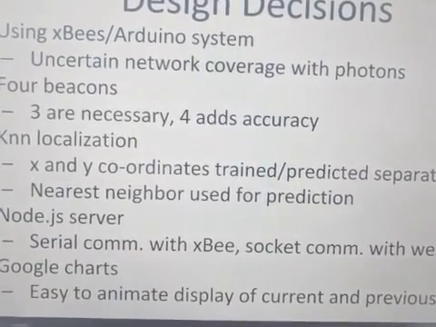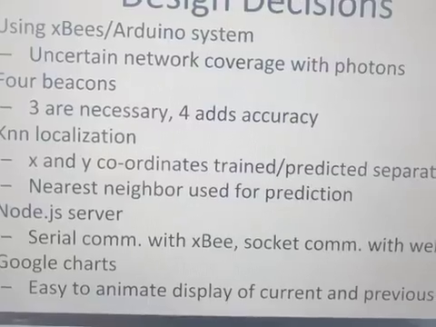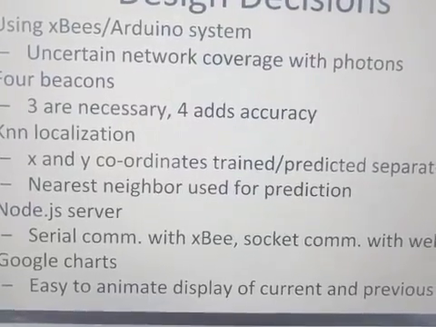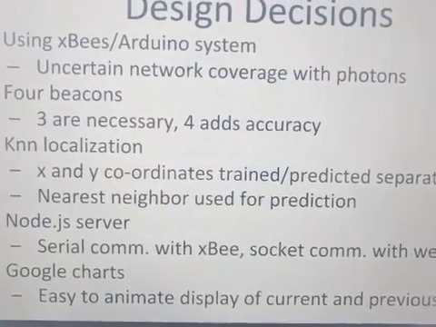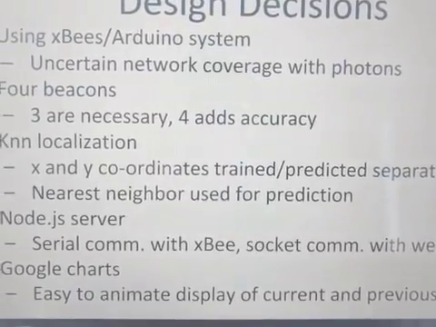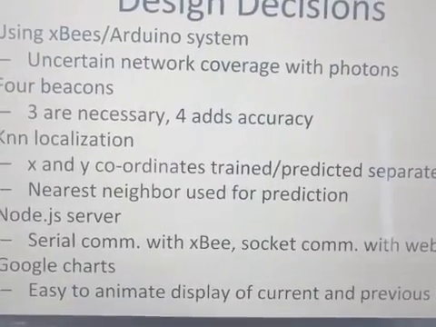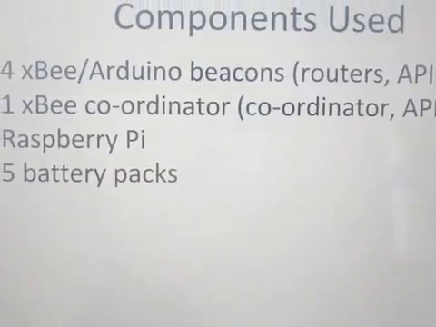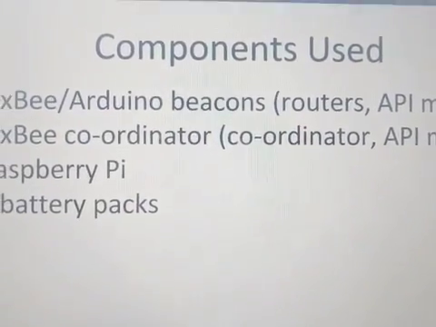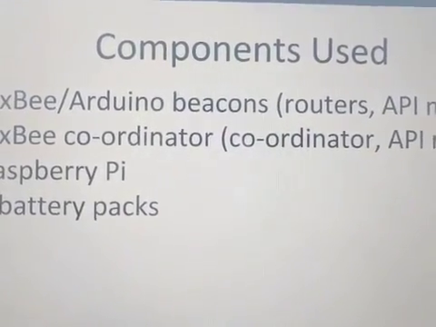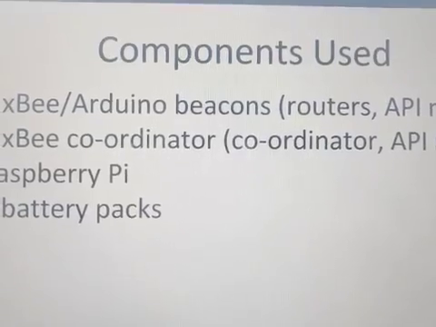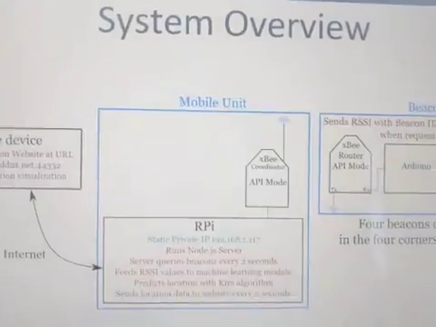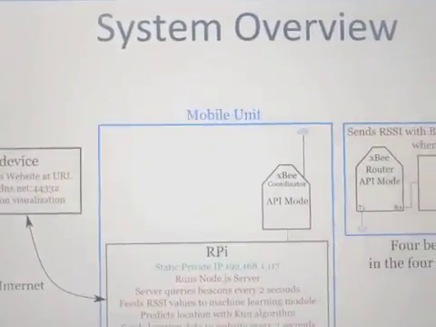On the software side, we used a Node.js server because it could communicate directly with the XBees and the website, and we used Google Charts to animate the display of the current and previous locations of our mobile device. So these are the components we ended up using: XBees, Arduinos, Raspberry Pi, and battery packs. This is our system overview.